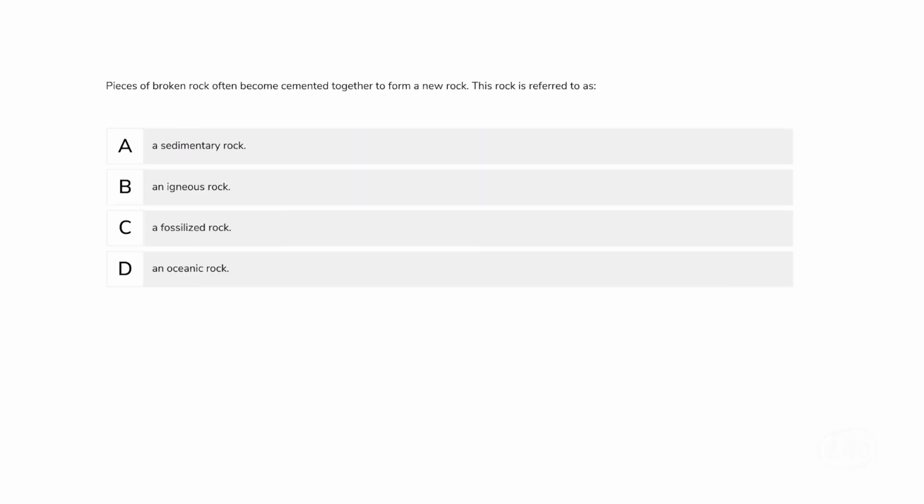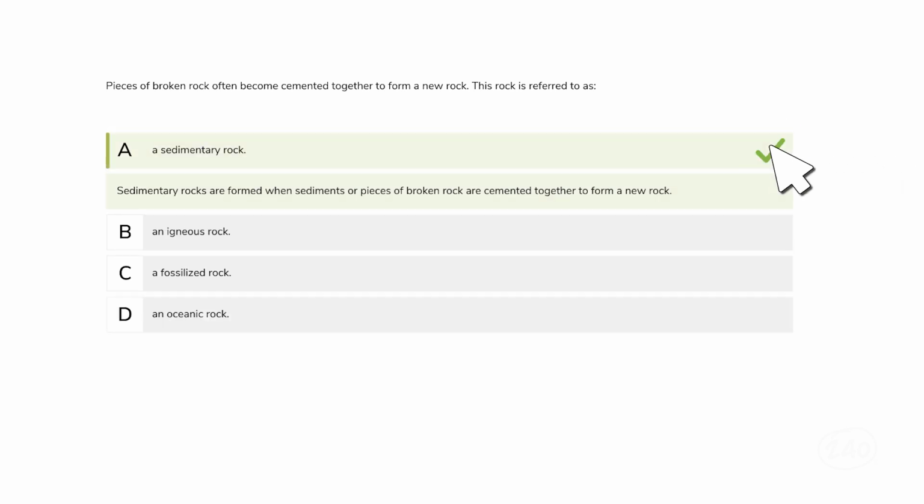We're almost there, just one domain left. Let's peek into Earth and space science questions. How about a question on the rock cycle? Pieces of broken rock often become cemented together to form a new rock. This rock is referred to as, this is the best answer. Sedimentary rocks are formed when sediments or pieces of broken rock are cemented together to form a new rock.